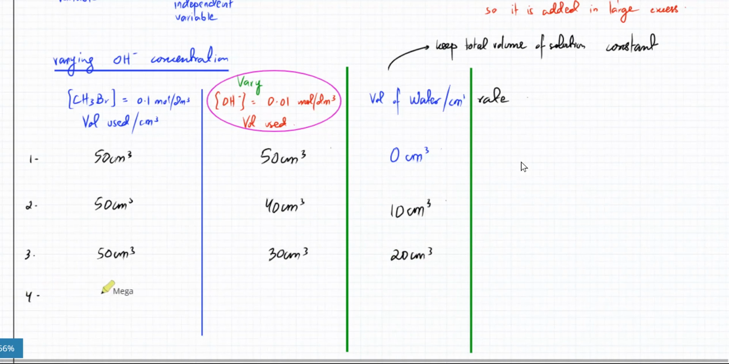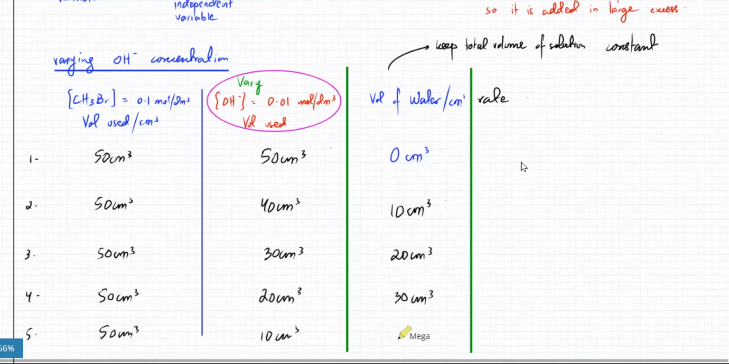And so on. So the fourth experiment, there should be at least 5 experiments, because if you do more experiments, the results are more reliable. So 50 cm cube, you decrease the quantity of OH, you just add 20 cm cube, and you dilute it further by adding 30 cm cube of water. And then the fifth experiment, that's going to be our last. So it's going to be 50 cm cube. This would be just 10 cm cube that's going to be used. And there's going to be 40 cm cube of water that's going to be added.